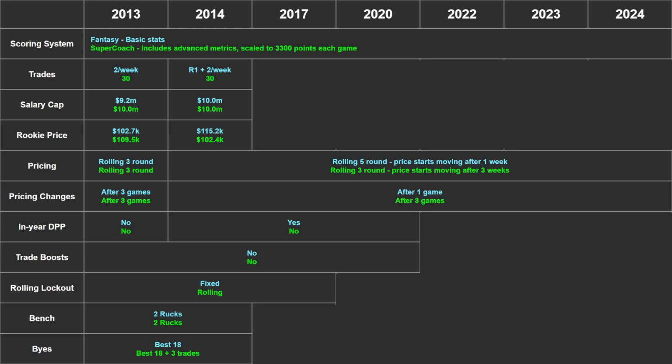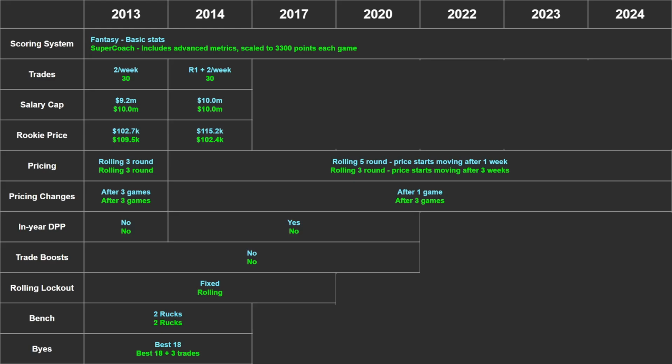And on top of that, prices for AFL Fantasy started moving after 1 week or 1 game of being played, whereas for SuperCoach, it remained the same and continues to be this way, which is that you have a rolling 3-round average to determine what your price movements will be, and that only starts moving for a player after they've played 3 games. So after round 1, a Fantasy player's price will move. After round 3, a SuperCoach player's price will move.